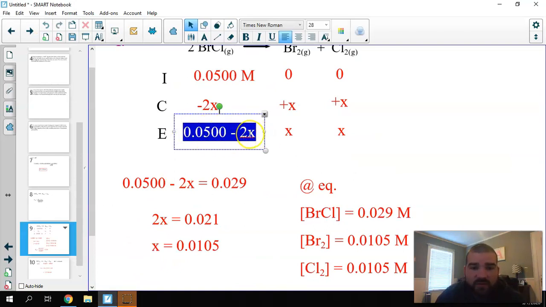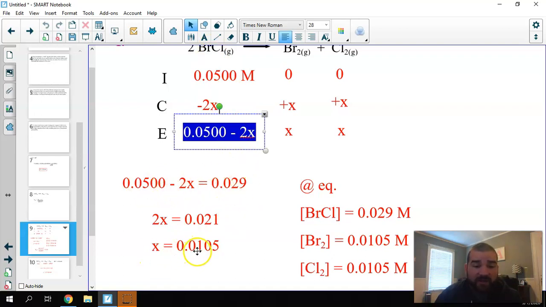So, at the end here, this should equal 58% of what we originally had, right? Because after I subtract off what decomposes, I should still have 58% left. So 58% of 0.05 ends up being 0.029 if you punch it into a calculator. So I know that my equilibrium value of the BrCl should be 0.029. So I just do a little algebra here.